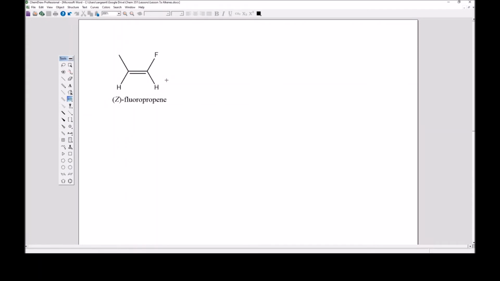And I'm going to use this arrow right here to describe how electron density is moving. On this bond right here, because the fluorine is so highly electronegative, then the electrons are moving off of this carbon and onto that fluorine. Carbon is more electronegative than hydrogen, so that means that the electron density is moving off of the hydrogen and onto the carbon.